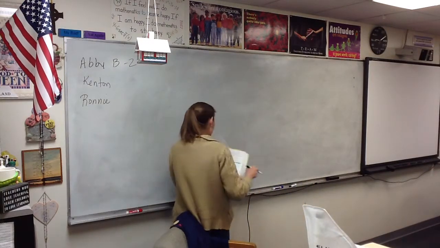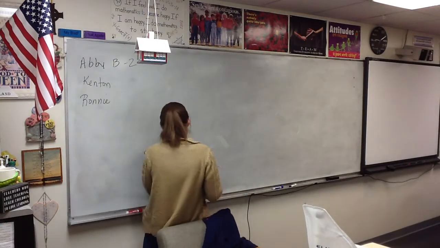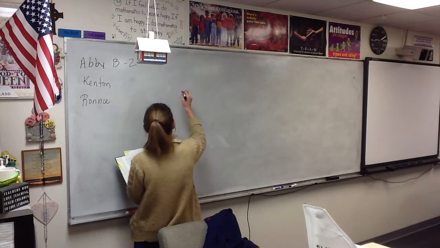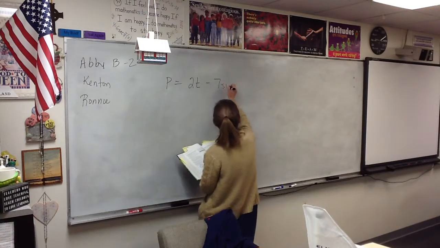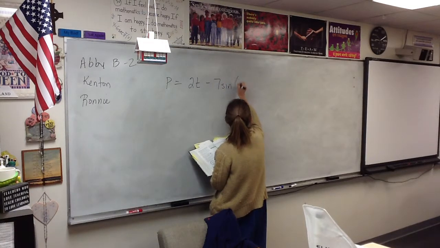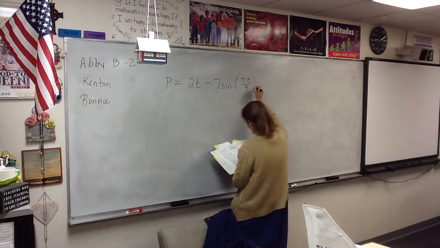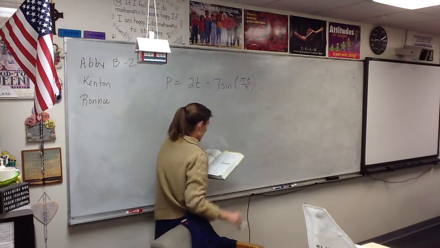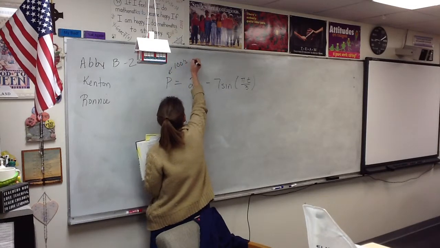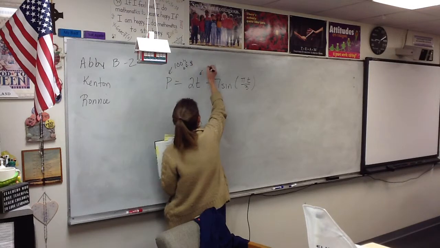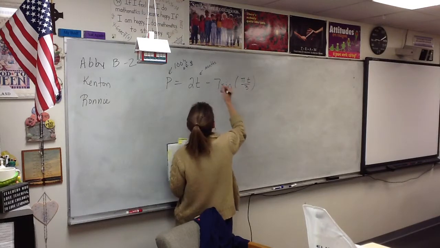Okay, problem 35. Gina's at her bagel shop, and she found that her profit is modeled by this equation. And P is in hundreds of dollars, and T is in months after January.